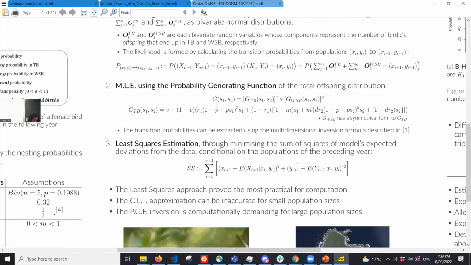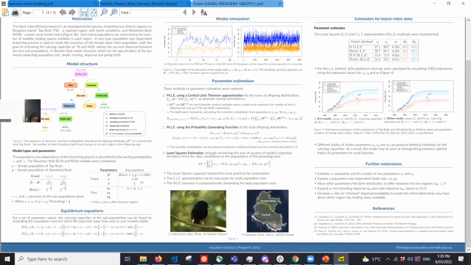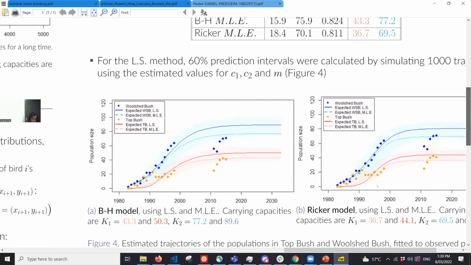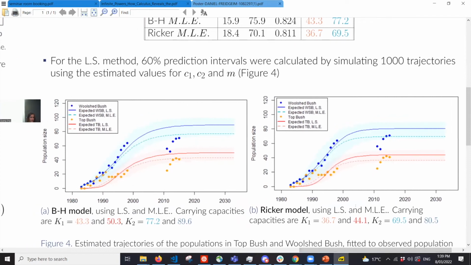And this is the point where we were lucky enough to have access to 20 years of data collected during different periods of the bird's life on the island. So it's the first 16 years, I believe, after the birds were introduced to the island.